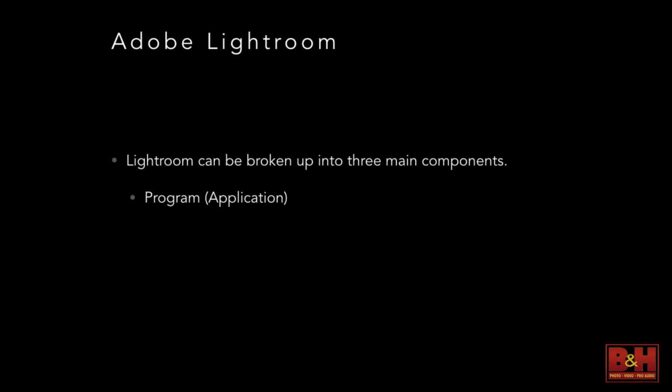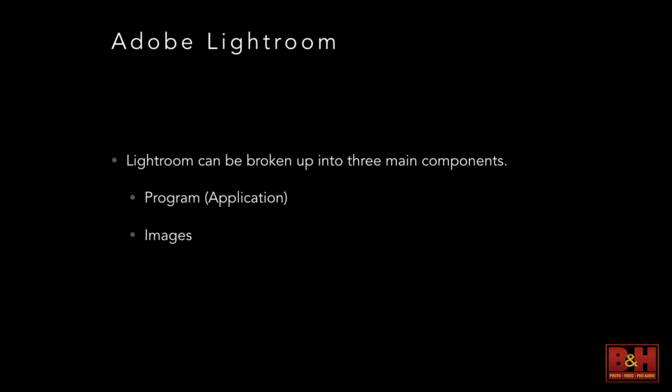So the first thing we can do is break Lightroom up into three main components. There are three parts that together make up Lightroom. The first of these is the program, or the application. And this is just like any other application on your computer, whether it's Microsoft Word or your web browser, Safari, or Internet Explorer, whatever it happens to be. It's simply a program, and programs just do things. That's what they're there for. They open something, they work with it, and they close it down.